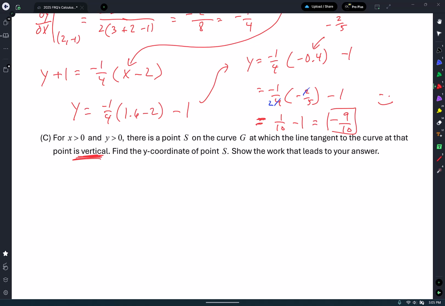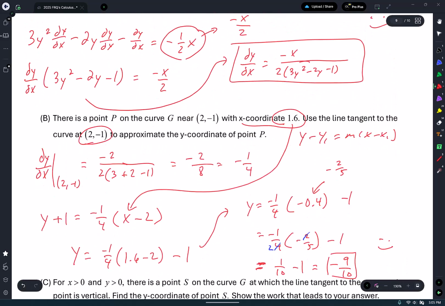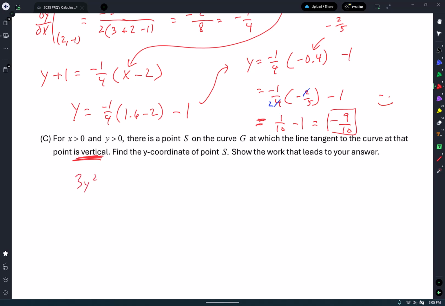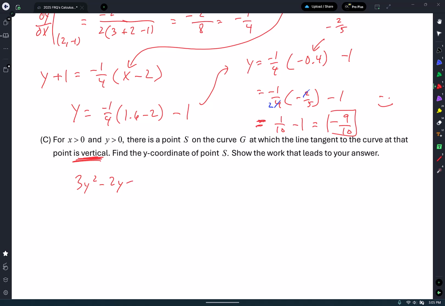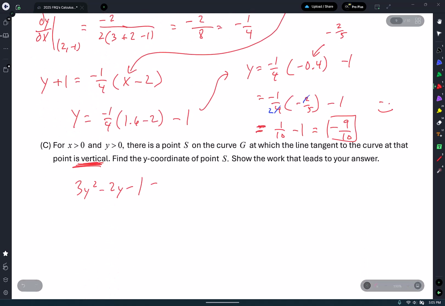Okay. Anyways, for x greater than 0, y greater than 0, there's a point S on the curve G. Oh yeah, we were just talking about that. All right, so here we go. We just said where the denominator is 0. So I'm going to go 3y squared minus 2y minus 1. I need that to equal 0 because something times 0 is 0. Now, hopefully you remember, this is factorable, guys. At least it looks factorable.